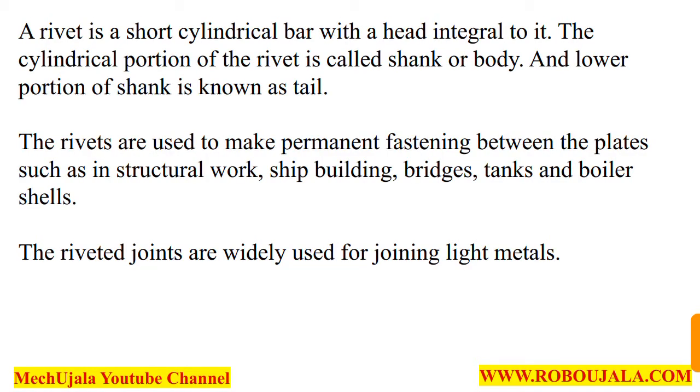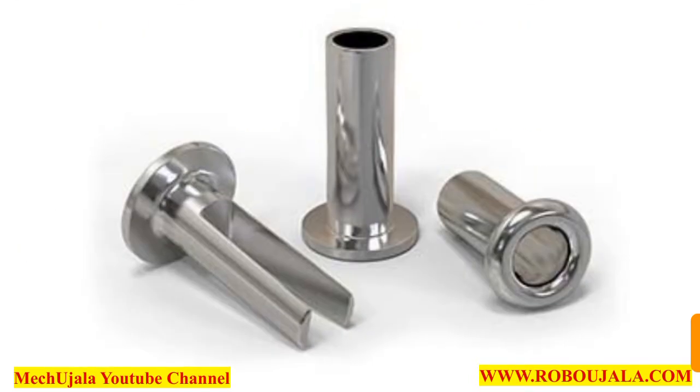So a rivet is a short cylindrical bar with a head integral to it. The cylindrical portion of the rivet is called shank or body, and the lower portion of the shank is known as tail. The rivets are used to make permanent fastening between the plates, such as in structural work, shipbuilding, bridges, tanks, and boiler shells. The riveted joints are widely used for joining light metals. So this one is the rivet, which has a cylindrical shape, and this can be used for connecting lightweight materials.